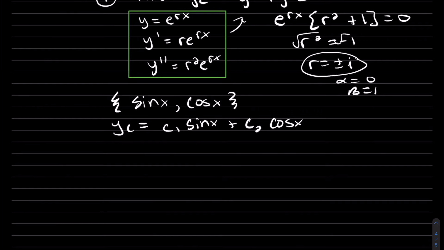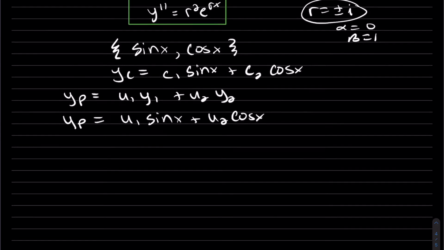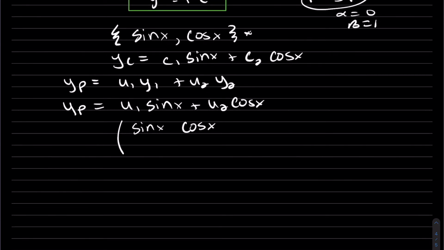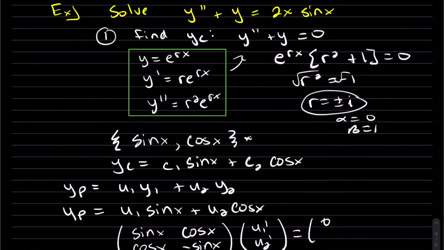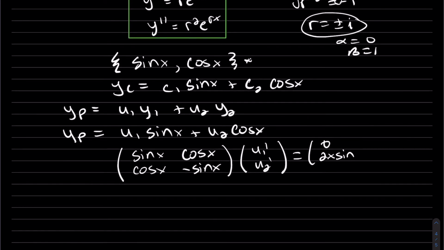So now our yp, u1 y1 plus u2 y2, which is actually u1 sine of x plus u2 cosine of x. So this is our y1, y2. I'm just going to write the linear setup. We take the derivative. Sine of x is cosine of x. The derivative here times u1 prime, u2 prime equals 0. And our f of x, this is our f of x. So we write 2x sine of x.